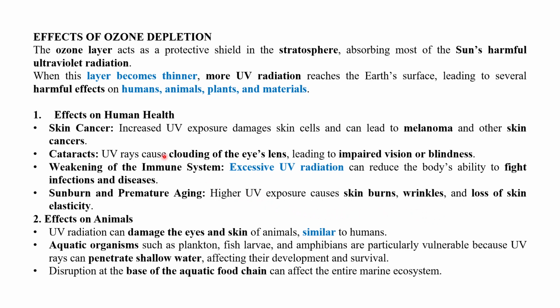So next, effects of ozone depletion we can see on animals. UV radiation can damage the eyes and skin of animals, the same as in humans, which we have seen here. Aquatic organisms such as plankton, fish larvae, and amphibians are particularly vulnerable because UV rays can penetrate shallow water, affecting their development and survival. Disruption at the base of the aquatic food chain can affect the entire marine ecosystem.